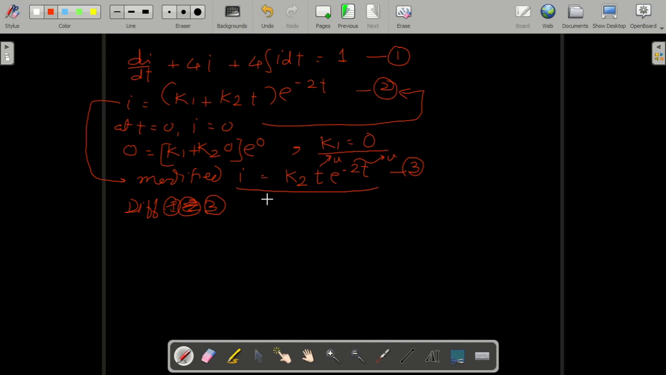And after differentiating this, we will get it. So when you differentiate 3, what will come? di by dt, di by dt equal to K2. We take K2 as a constant. Just wait. So this is K2 constant. Then what will come? In the bracket, U as it is, t U dV. If we differentiate this, then what will come? Minus 2 e raised to minus 2t.